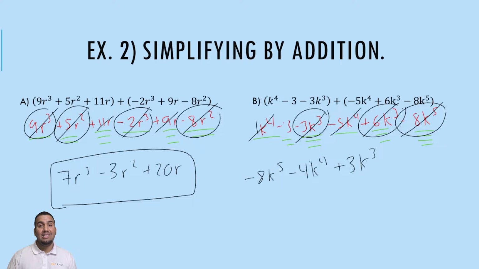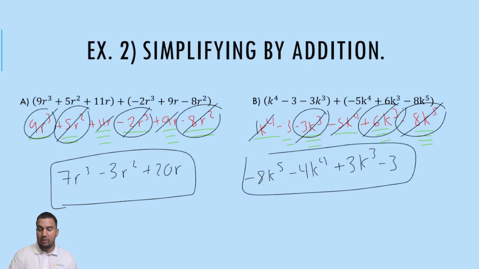And I'm going to go to my last single item, which is just minus 3, which I already said a long time ago. I can't combine it with anything, so it's going to be a minus 3 at the end. And that would be my final answer.